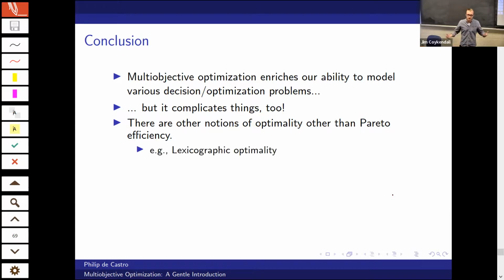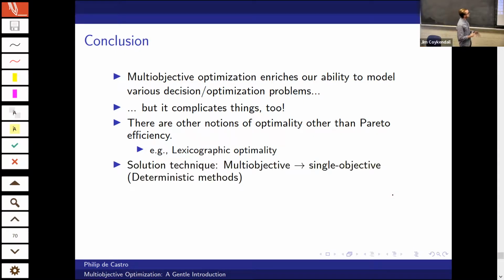There's lexicographic optimality, right? So you want objective functions that are lexicographically dominant. So if you think about the dictionary, everything's in alphabetical order, you want the one that is first in line of the dictionary. That's kind of the idea of lexicographic optimality. And there's lots of others depending on your problem and what you're interested in.